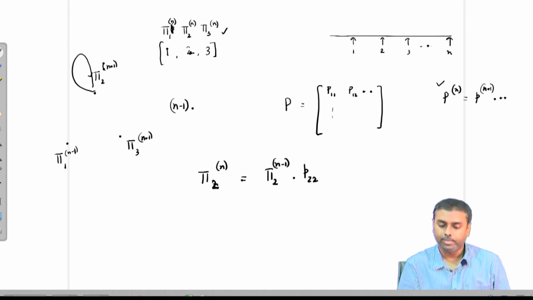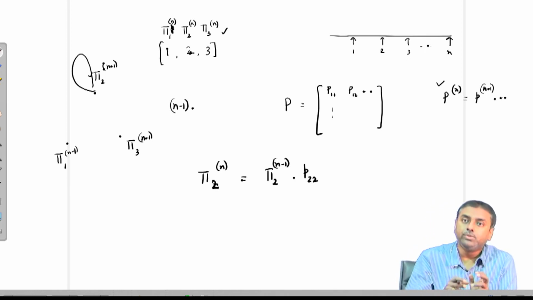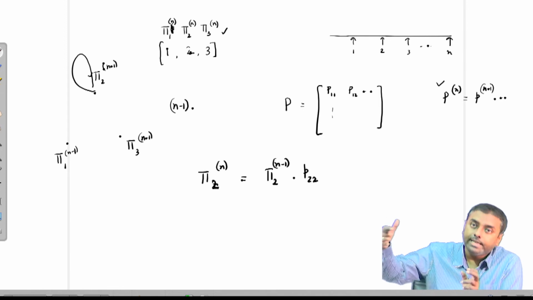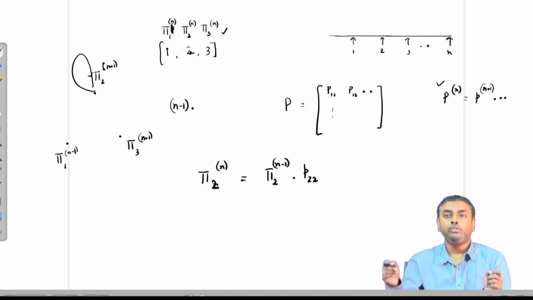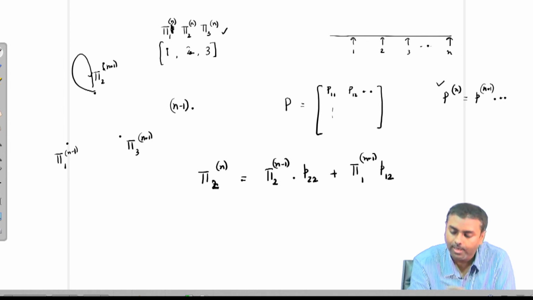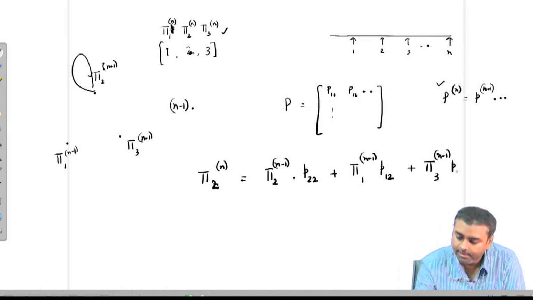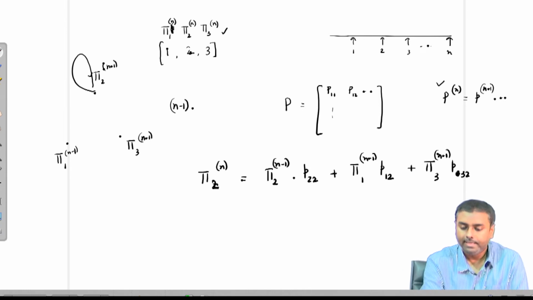That is the associated probability, but is that all? No. He might also be in city 2 when on the previous day he was in other cities, and those events are mutually exclusive. Therefore, that probability will be added. So, pi 1 n minus 1: he was in city 1 and then does a transition 1 to 2, plus pi 3 n minus 1: he was in city 3 and then does a transition 3 to 2. That is the associated thing.